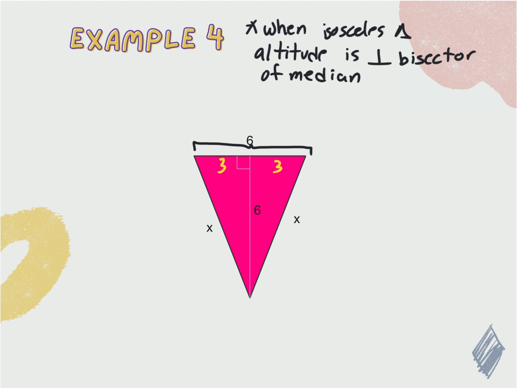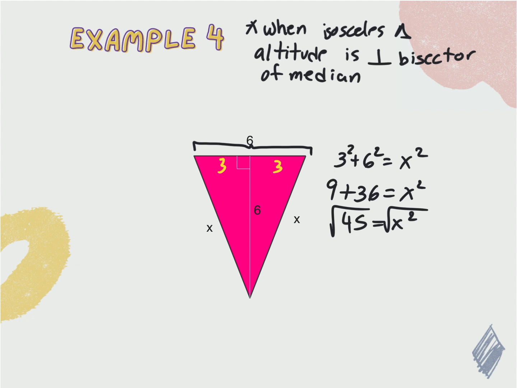So now that we know that, we're able to solve for x because x is going to be the same for both sides of this triangle. So I'm going to do 3 squared plus 6 squared is equal to x squared. It's going to be 9 plus 36 is equal to x squared. That's 45 is equal to x squared. I'm going to take the square root and it's going to simplify to x equals 3 root 5.